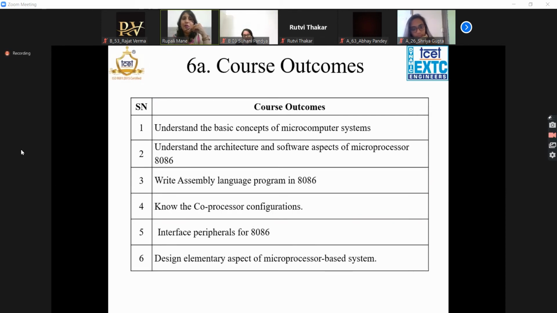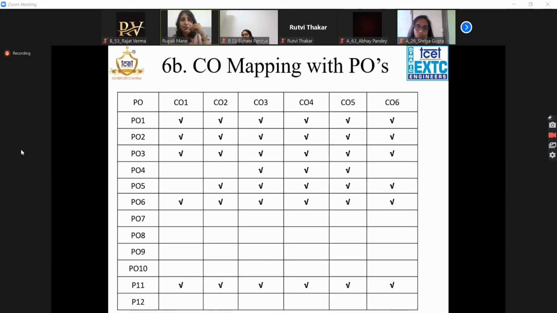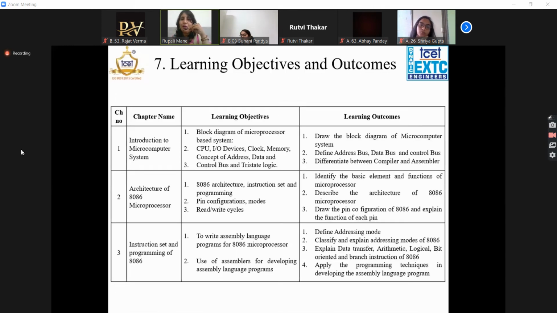Then these are some of the outcomes after learning this subject. You will be able to understand what is the basic concept of microcomputer, then the software aspects of 8086, then assembly language program. You can write assembly language programs using 8086, then interface peripherals for 8086, and design elementary aspects of microprocessor based system. Okay, these are some of the learning objectives based on your COs.